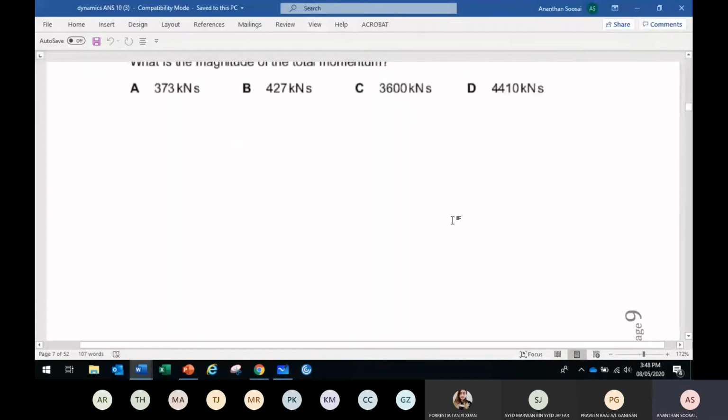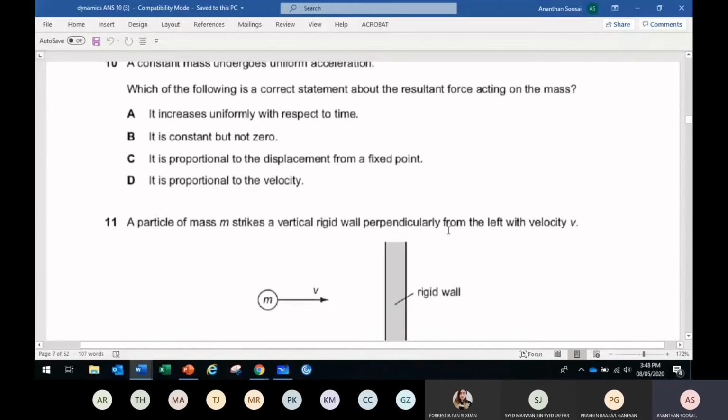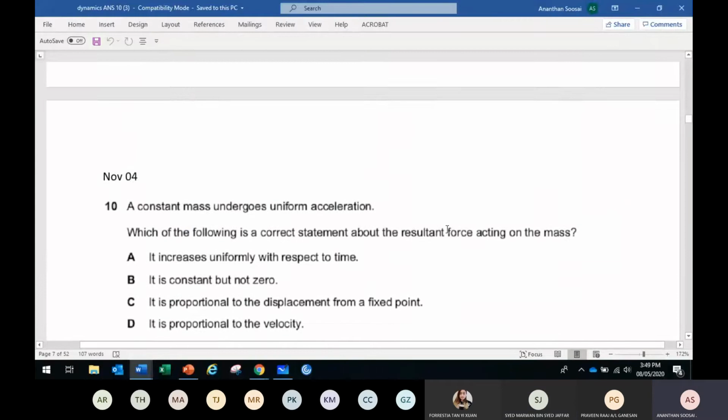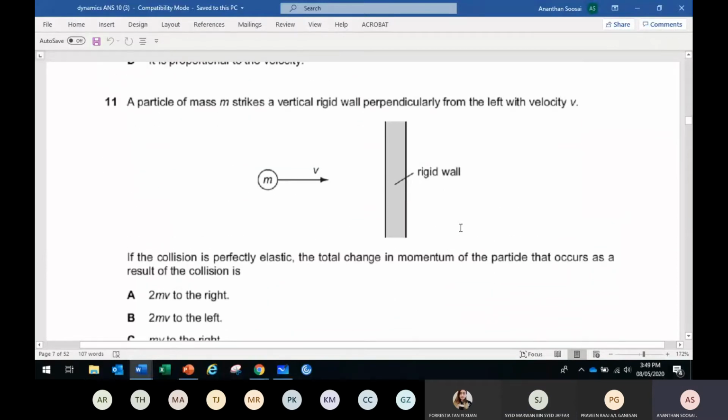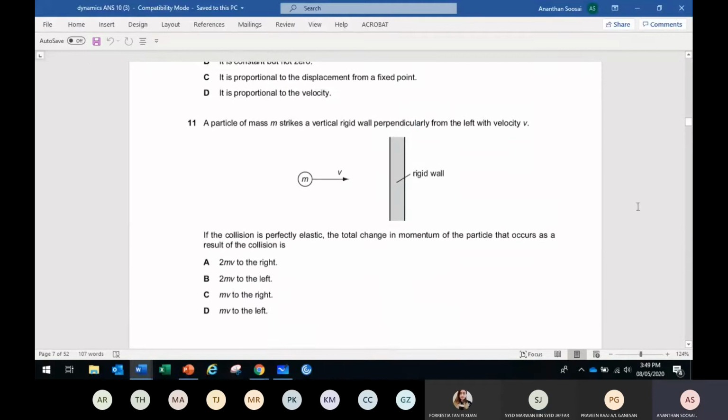Okay, I'm just taking one randomly. Okay, this one, similar. November 4, question 11. You will try? Okay, 11. What is the answer?